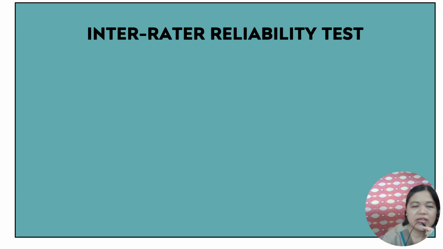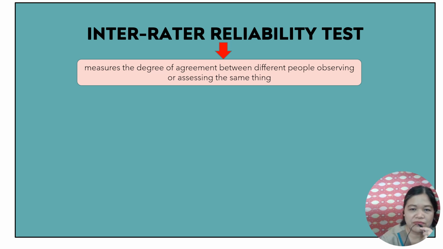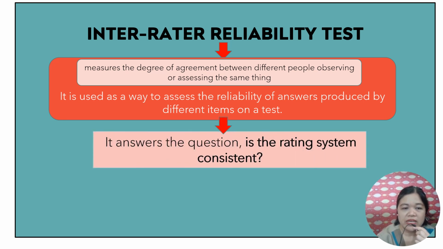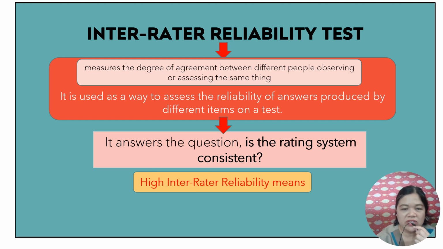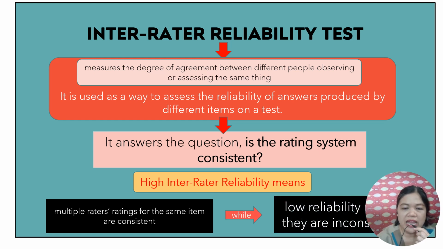For our last topic, inter-rater reliability test. It measures the degree of agreement between different people observing or assessing the same thing. It is used as a way to assess the reliability of answers produced by different items on a test. It answers the question, is the rating system consistent? High inter-rater reliability means multiple raters rating for the same item are consistent, while low reliability means they are inconsistent. Example on the next slide.